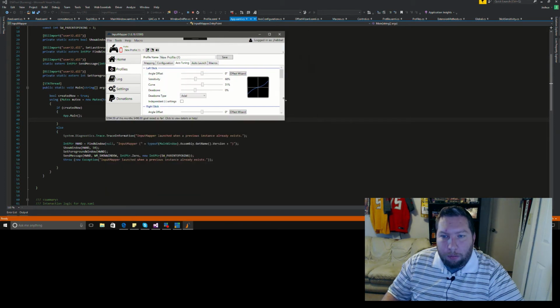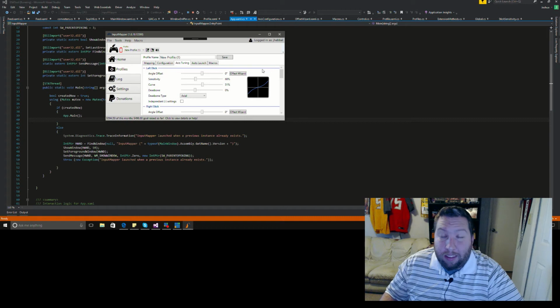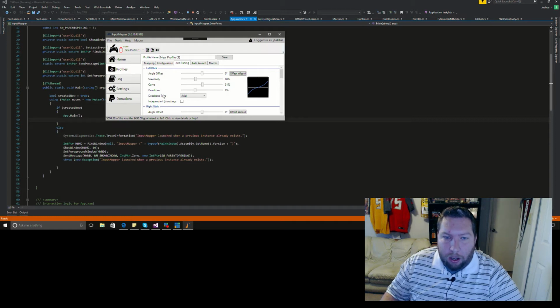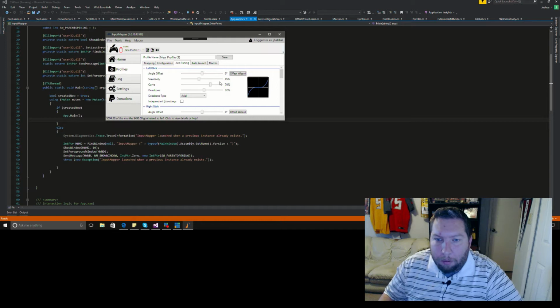Here I'm going to show off some of the axes tuning that I'm working on. You'll see that I don't have it on the right stick yet. Left stick is my test platform for all these changes so far, but I'm bringing back the graph that Input Mapper 1.4 had, that allowed you to visualize the changes you're making in the sensitivity and your curve. The numbers are kind of hard to picture, so you can get a feel for what's actually happening in the back end.